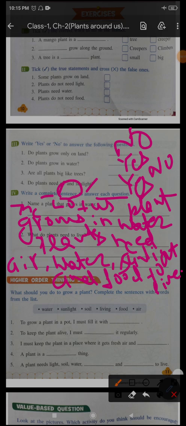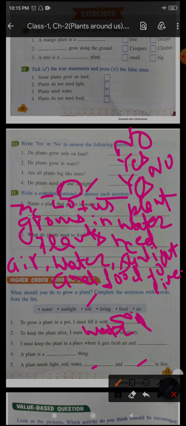What should you do to grow a plant? Complete the sentence with the words from the list. Here there are six words given for five questions, because in the fifth question there are two blanks. The first question: to grow a plant in a pot I must fill it with, obviously, soil. To keep the plants alive I must water it regularly.